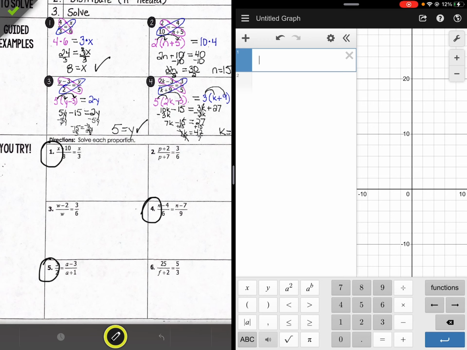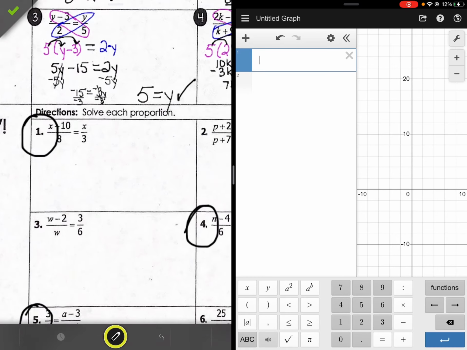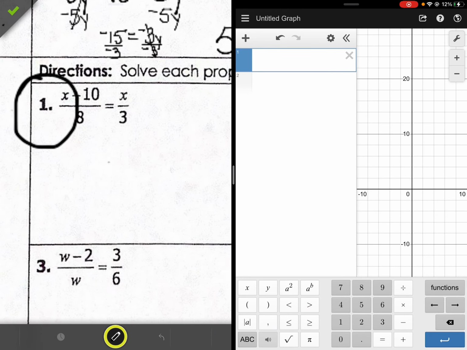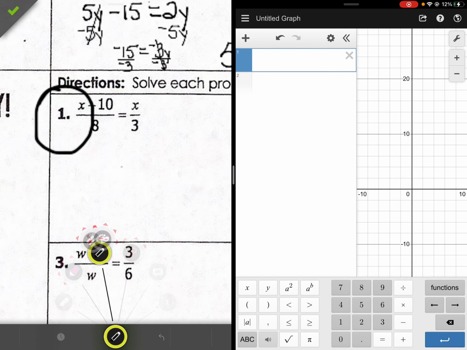So pause, try those 3. I'm going to keep going, but you pause and you try. All right, so cross multiply, and I'm going to go a little faster this time because you're just coming back to check. So I'm going to do that times that.